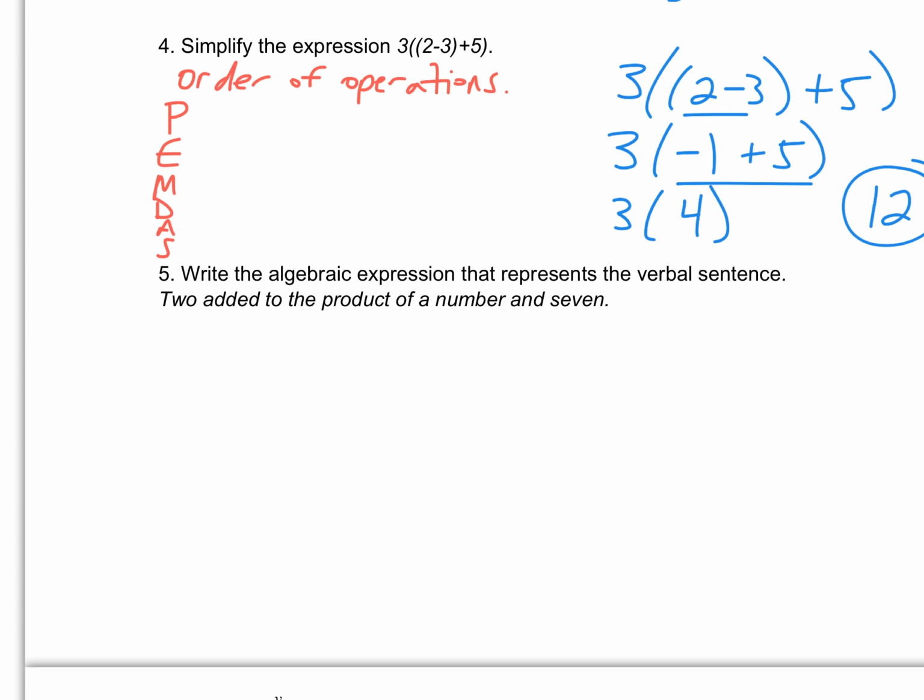Next one says, write the algebraic expression that represents the verbal sentence. So we've got 2 added to the product of a number and 7. So I actually want to start with this product of a number and 7, and then I'll add 2 to it after. So if I want to take a number times 7, I'm just going to say that's 7n. From there, I can do the additional 2, and my expression is 7n plus 2.